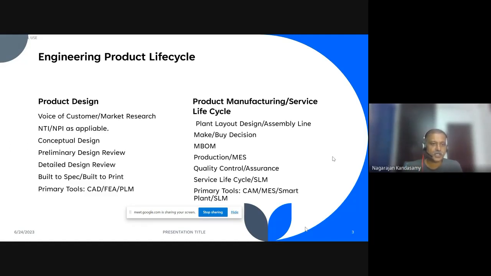So that's where we do the conceptual design. And after that, we go for the PDR or the preliminary design review. This is one level up with some more stringent or more specific, definite details. Then followed by the detailed design review.